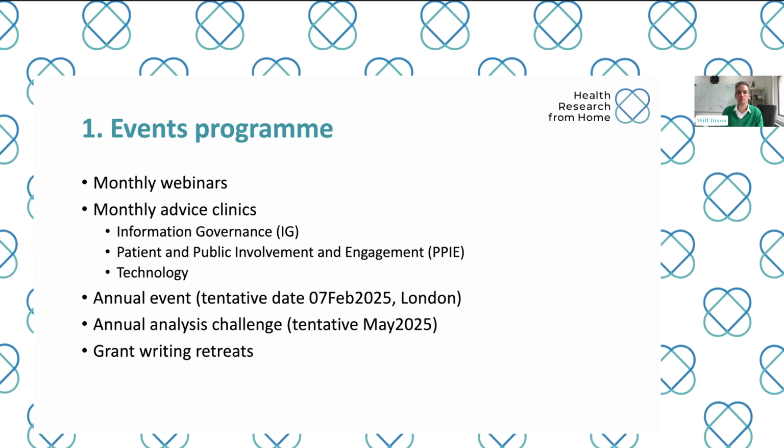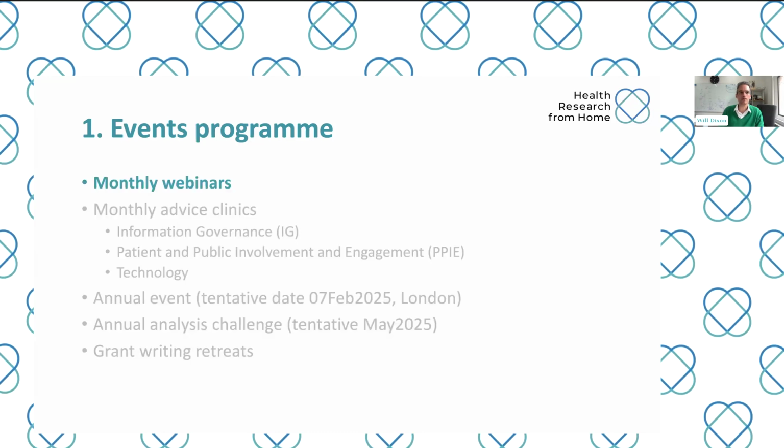The events programme is monthly webinars. This is webinar 1, monthly advice clinics that you can book into starting in September on information governance, on PPIE and technology. An annual event that is tentatively scheduled for February, the first one, an annual analysis challenge likely next spring, and grant writing retreats.